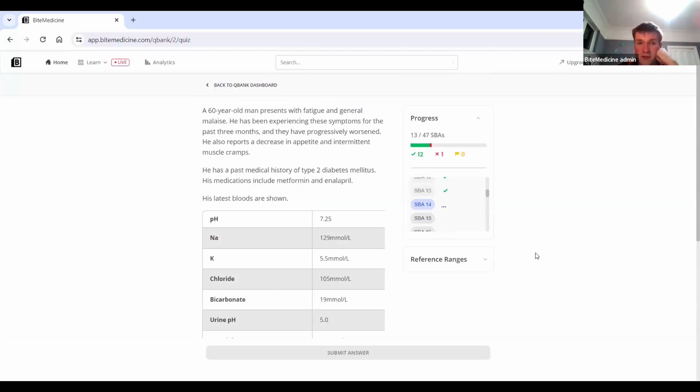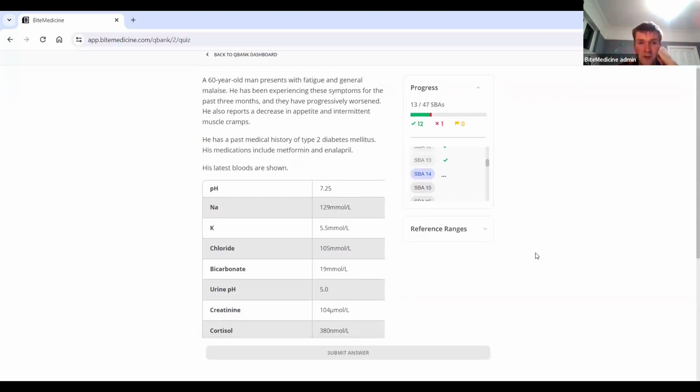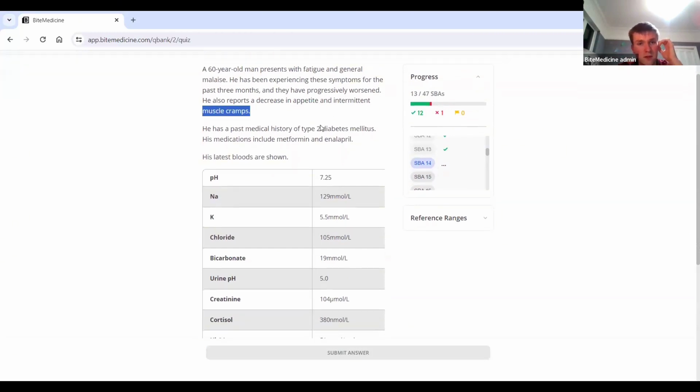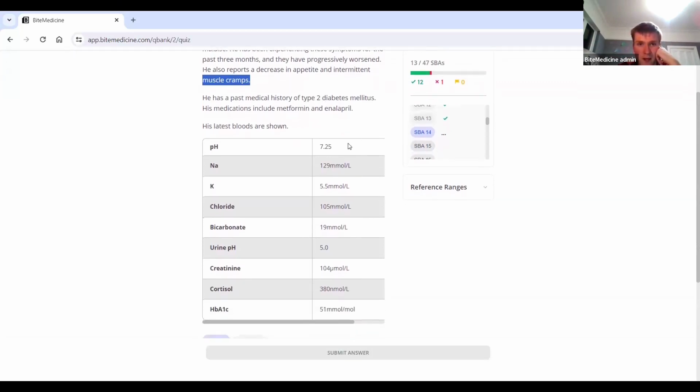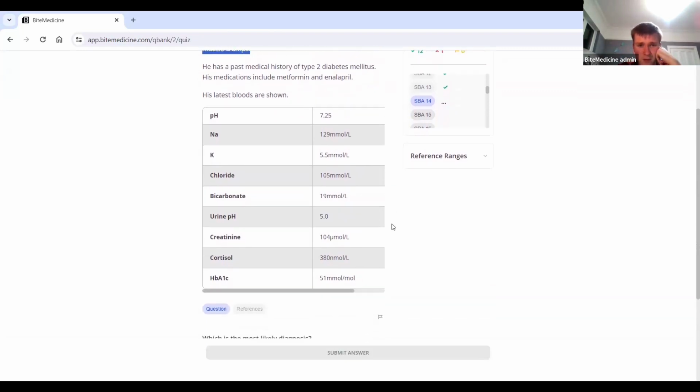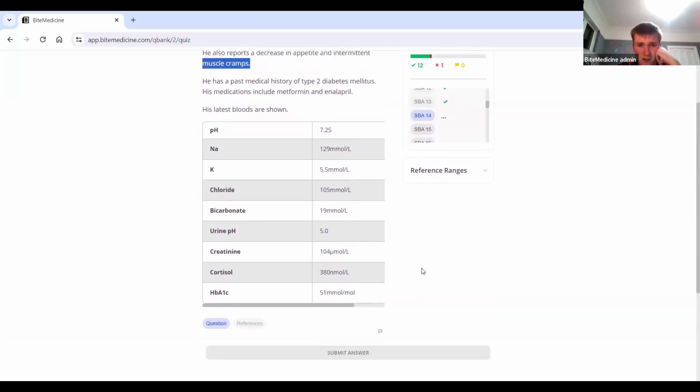So a 6-year-old man presents with fatigue and general malaise. He's been experiencing these symptoms for the past 3 months and they've progressively worsened. He also reports a decrease in appetite and intermittent muscle cramps. Okay, muscle cramps. Is he on a statin? No, he's got type 2 diabetes. He's on metformin and enalapril. So latest bloods are shown. Oof. I'm going to jump to the question. Okay, they want the diagnosis.